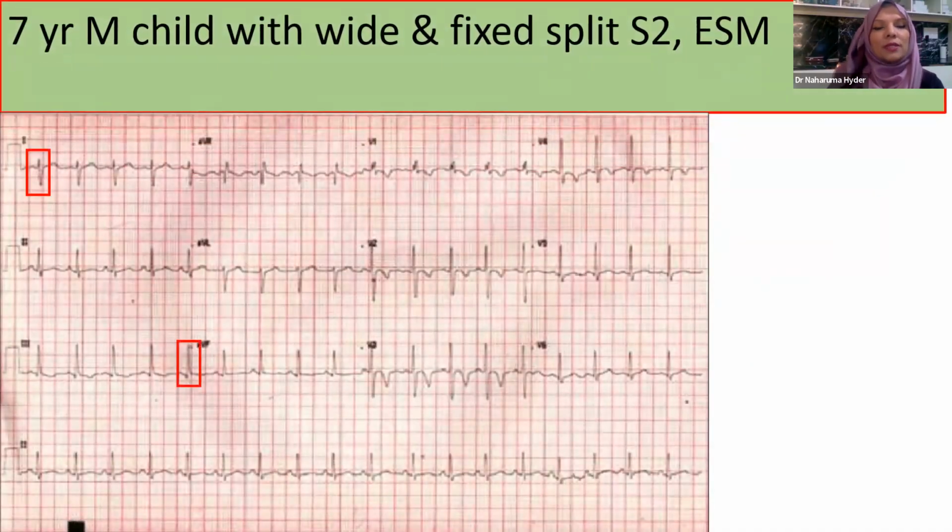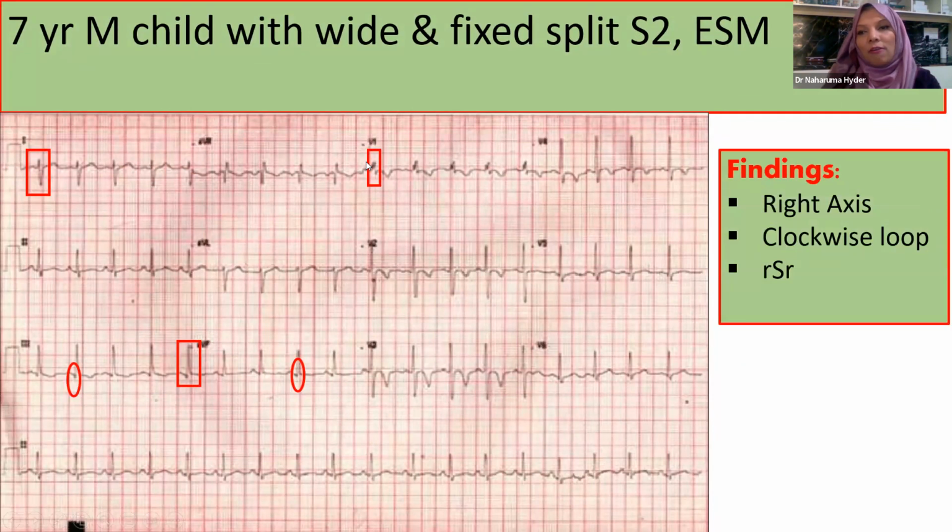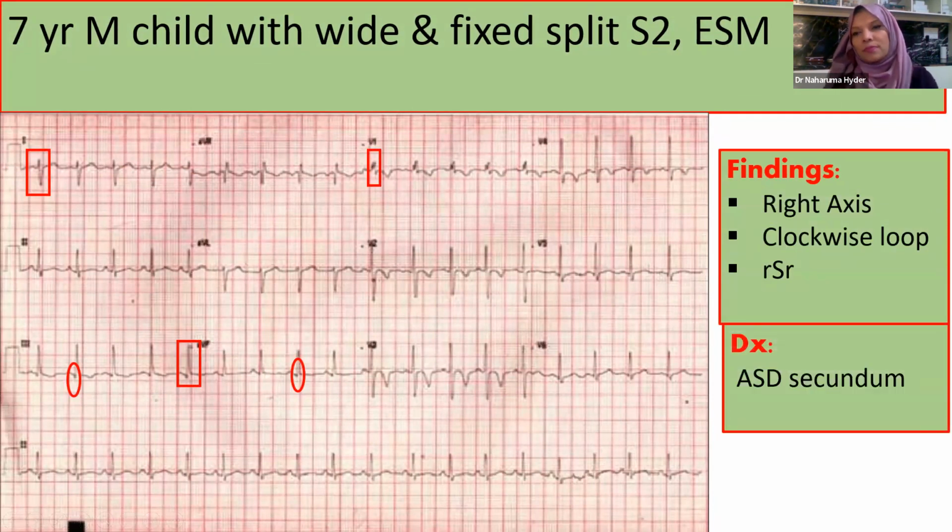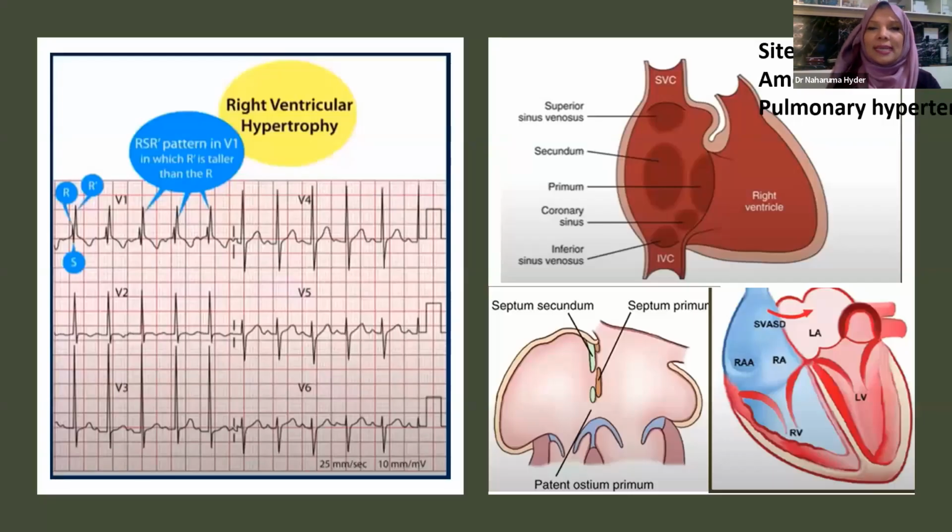If we see, there is a negative lead 1 and positive aVF, so the axis is right axis. And if we see leads 2, 3, and aVF, there is a small Q wave, so this is a clockwise loop. And we know that the rSR pattern we found in V1 is suggestive of ASD secundum. So ASD secundum is the most common congenital heart disease.